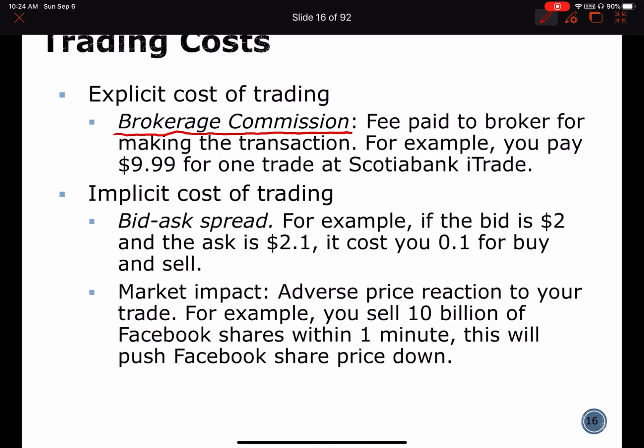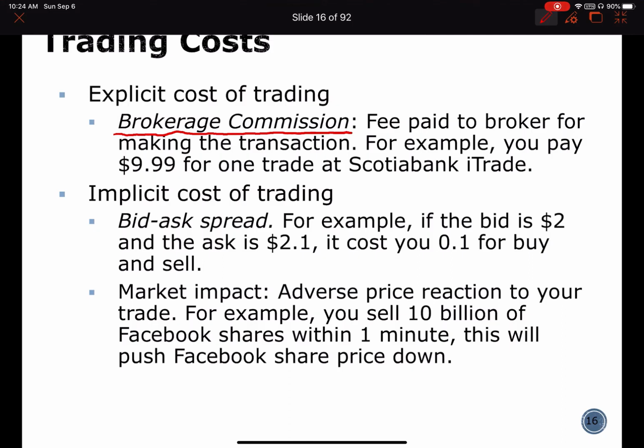Now, the second type of trading cost is implicit cost of trading. It's implicit because it's more hidden compared with brokerage commissions. The first type of implicit cost of trading is bid-ask spread. We have talked about this bid-ask spread. Now the question is, why bid-ask spread is a trading cost, right?